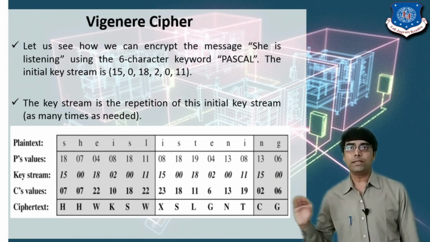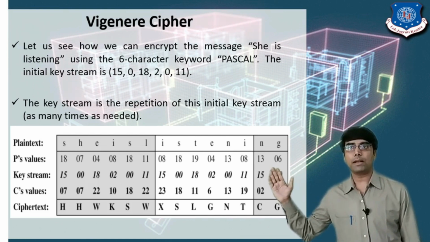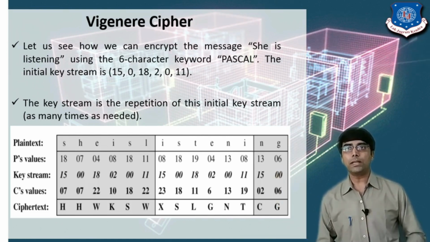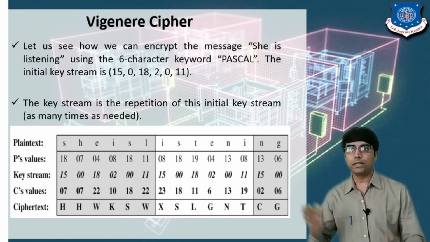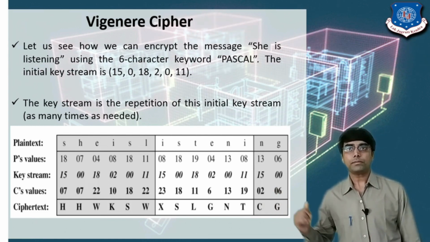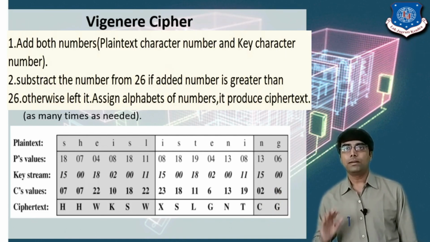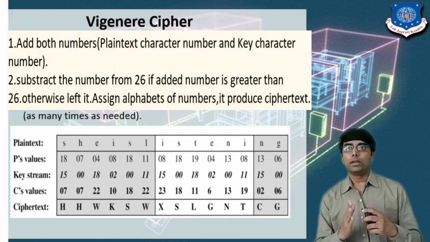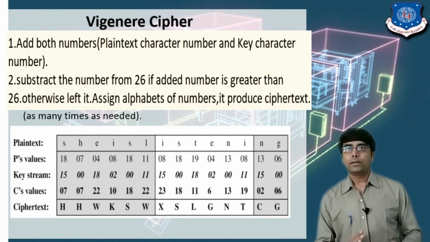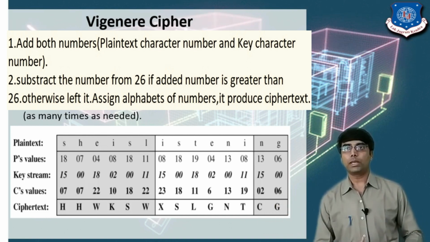Now each and every alphabet has some numeric representation. So if we consider S, its numerical representation is 18. If you consider H, its numerical representation is 7. Same for the key also. For Pascal, the numerical representation of P is 15. So now you will get both things, the values of the plain text and the values of the key string.